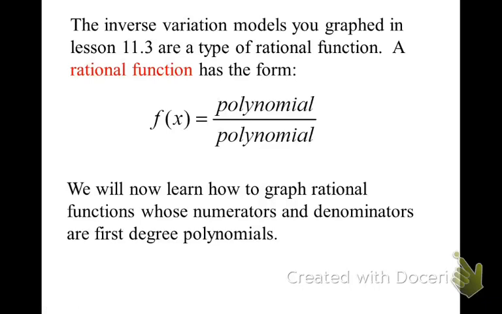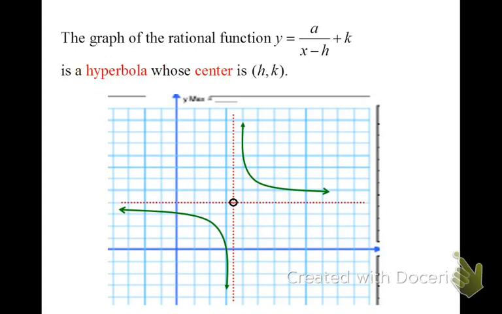Okay, back in 11.3 we learned what the inverse variation graph looks like. And today we're going to add to our rational function knowledge by looking at functions that are of the form a polynomial divided by a polynomial. And we're just going to learn today how to graph the rational functions where the numerators and denominators are first degree polynomials. We're not going to take it any further than that. So these are the simplest of a polynomial divided by a polynomial.